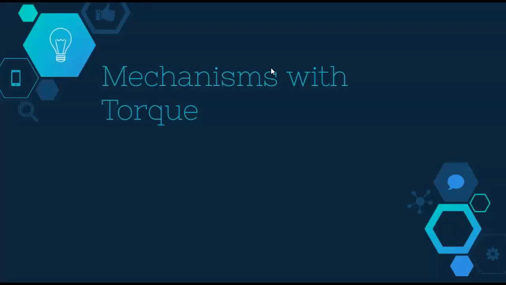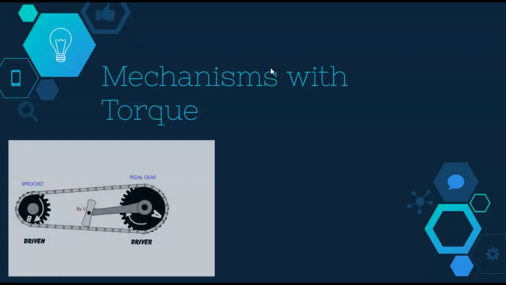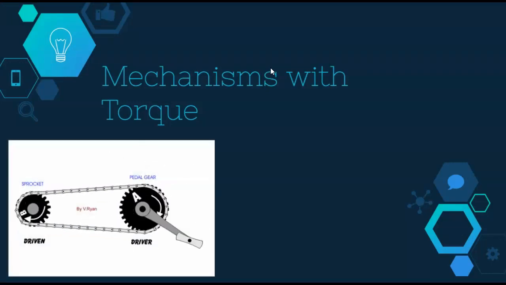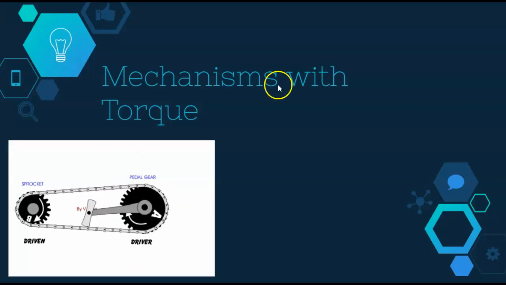So let's check out some GIFs that represent mechanisms of torque. A bike is a great example of a mechanism that creates torque. Anytime you want to bike up a hill, you have to increase the amount of torque that you apply to your bike so you can actually get your bike up the hill without having to jump off it and walk it up the hill.